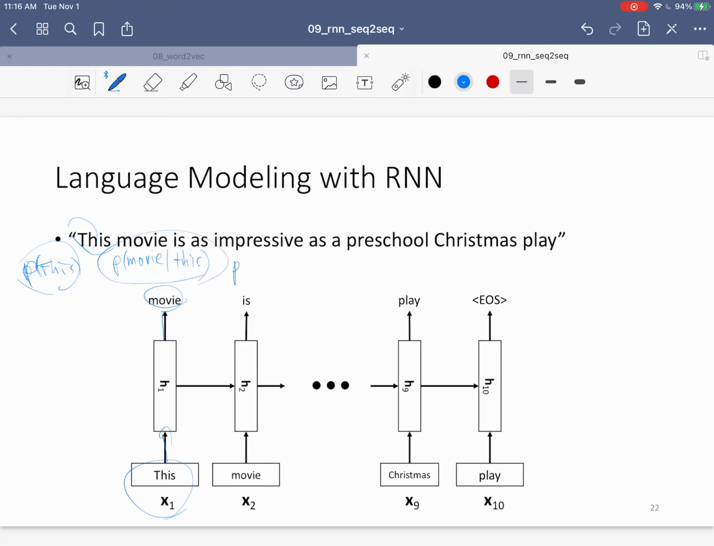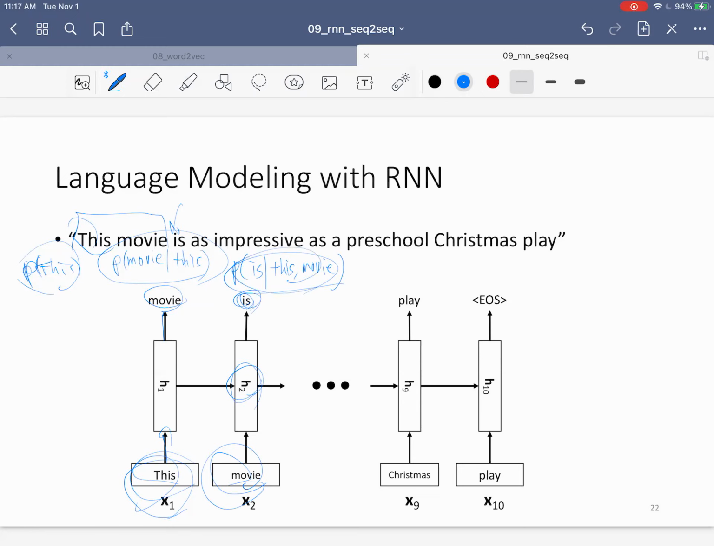Then the next time, what is the probability of is given movie? Oh, actually, it should be this movie, to make it more readable. What is the probability of is given this history, this movie? And this is exactly what we're doing. Given this movie, H2 should be remembering this movie, right? So given this H2, the history, what is the probability of is? This predicting is exactly this.